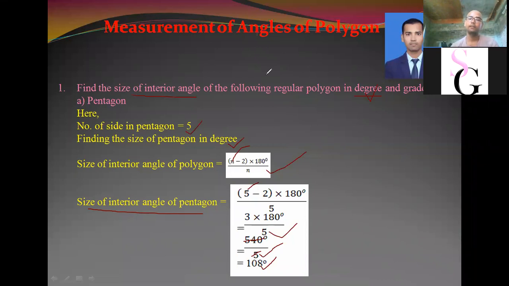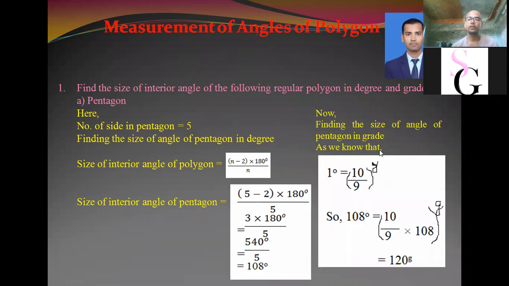Then after, we need to find the angle of the pentagon in grade. So for that, as per the given formula, we convert the degree into grade. As shown on the screen, now we are finding the size of the angle of the pentagon in grade.